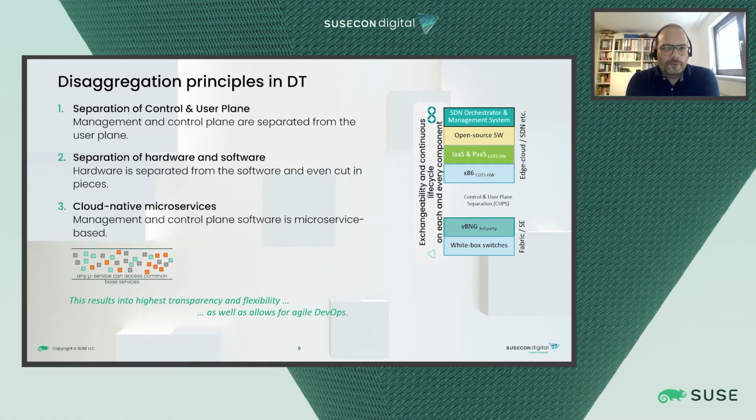So there are some principles to do this kind of disaggregation between the hardware and software. We separate in the setup the control plane from the user plane, so that you have really different planes to handle, for example, to provide access and provision the customer line, and separate that completely from the user plane's data that is moving around. On the other hand, we separate, as I said before, software from hardware and cut those into pieces. That means we could have different vendors for, for example, switches.